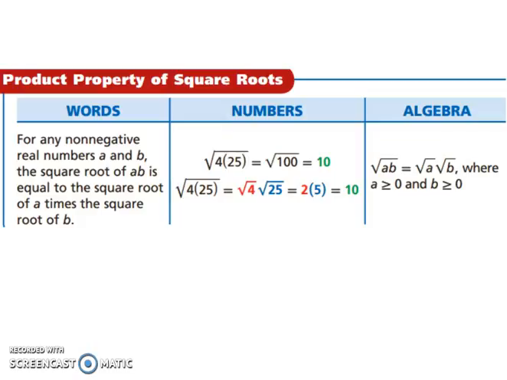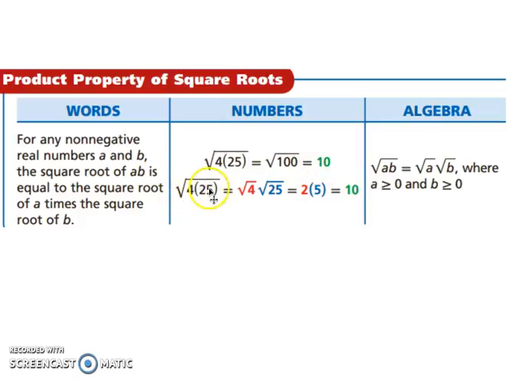So now let's look at the product property of square roots. For any non-negative real numbers a and b, the square root of a times b is equal to the square root of a times the square root of b. So essentially, if you had the square root of 4 times 25, you can combine them together to get the square root of 100, which is 10. It's also equivalent to separate it.